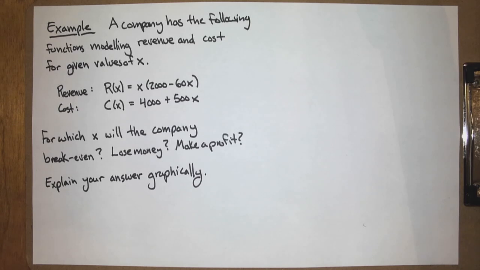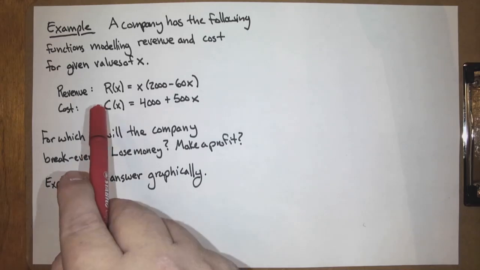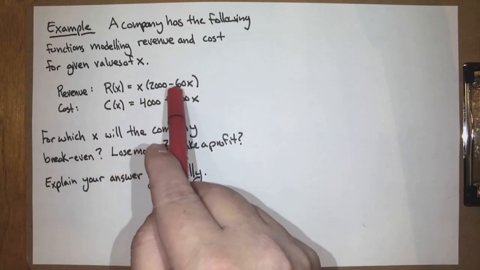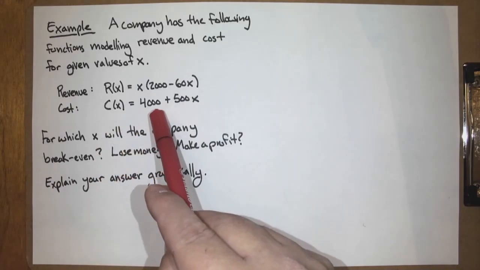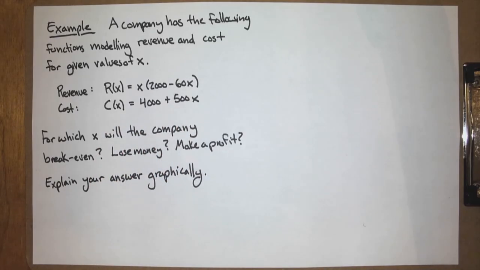And so we do examples, such as the following. A company has the following functions modeling revenue and cost for given values of x. So the revenue is x times (2,000 minus 60x). And the cost is 4,000 plus 500x. And now, for which x will the company break even? When will they lose money, and when will they make a profit? And explain your answer graphically.